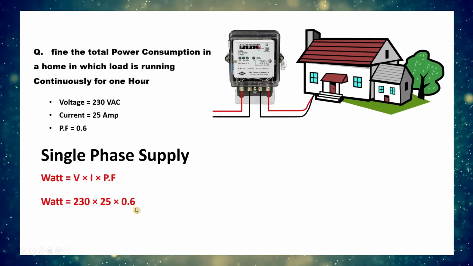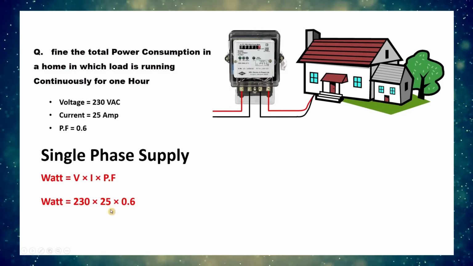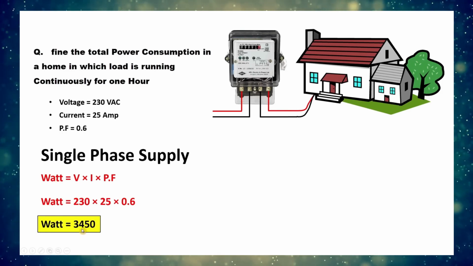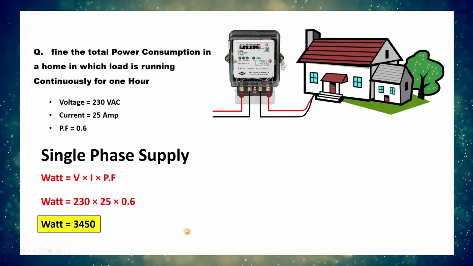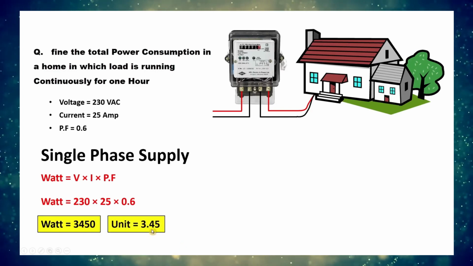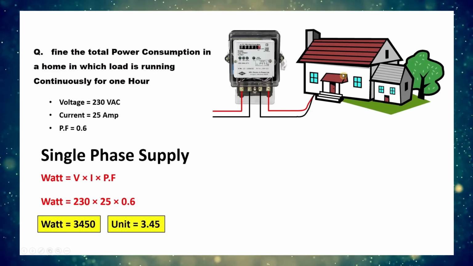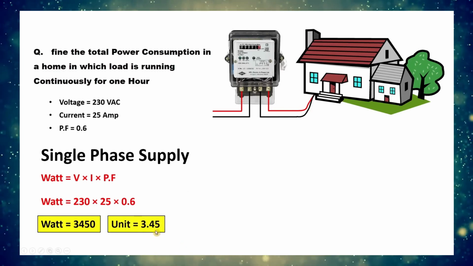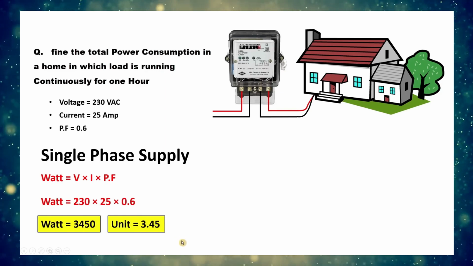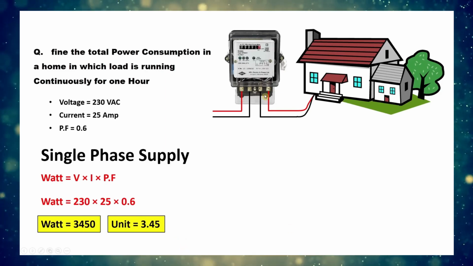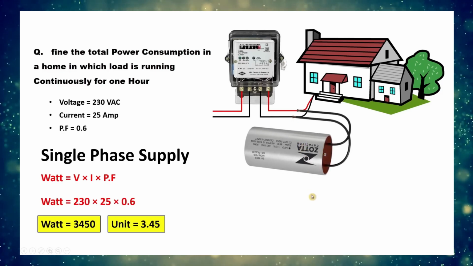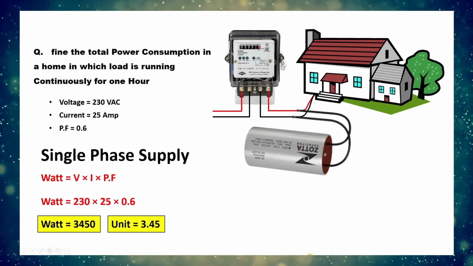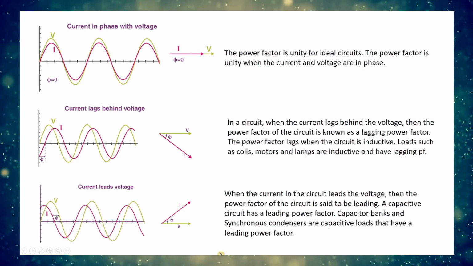Now in this formula, I'm putting all the values, in which voltage is 230 volt, current is 25 amp, and power factor is 0.6. If I multiply all these values, then the answer will be 3450 watt. If you want to convert this watt into units, then the answer will be 3.45 units. So in this home, in 1 hour, 3.45 units of power consumption is there.